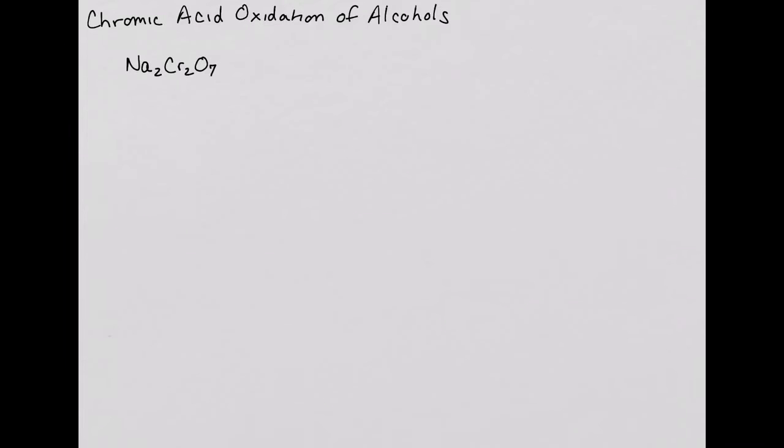This video will cover the chromic acid oxidation of alcohols. Chromic acid is formed by the combination of sodium dichromate with sulfuric acid in water. The structure of chromic acid looks like this. In this case, it's chromium that is the electron acceptor and acts like the oxidant.